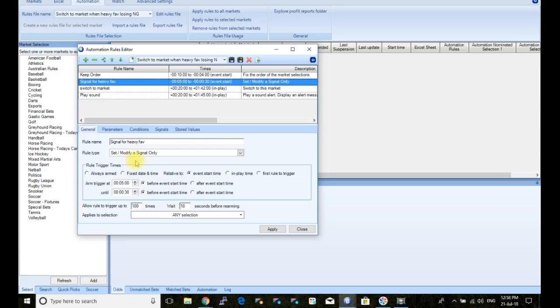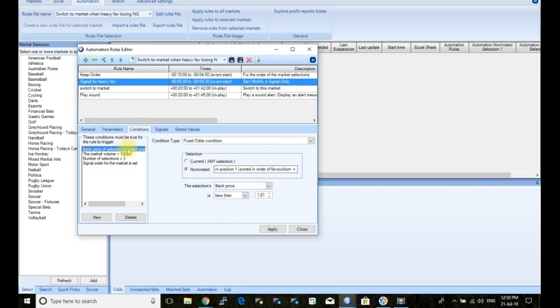So once we get a green light on the first signal, it will then switch to looking for a heavy favourite, so odds of under 1.8, 1.7, whatever you want it to be. Like I said, it's totally editable. So this is going to look 5 minutes before the off a heavy favourite until 30 seconds. It's going to do that 100 times, and it's going to wait 10 seconds before rearming, just to make sure that it's right.